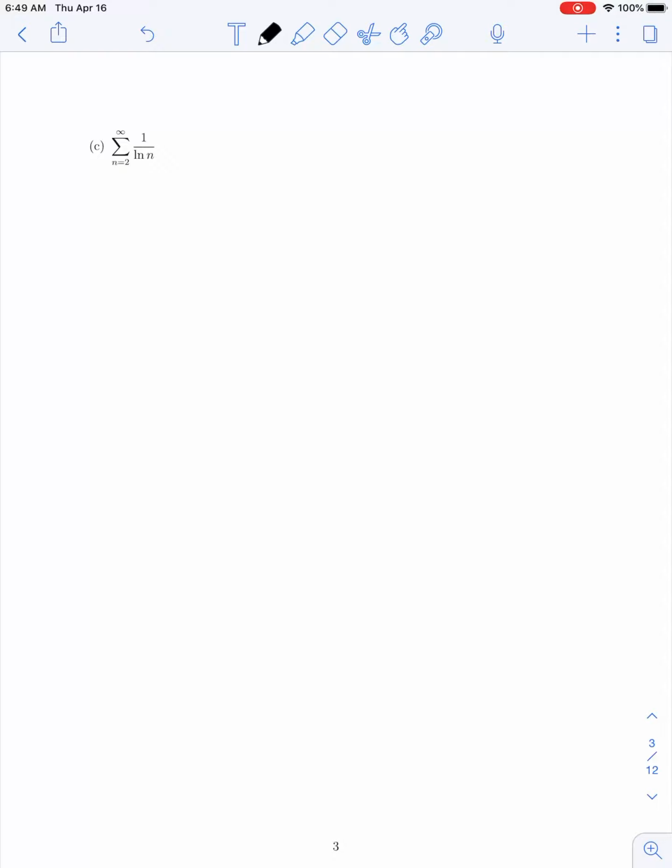Now, the natural log of n can be compared to n directly, and this is the first time we're going to see this comparison for series. So let's see how exactly this works. It's a little bit tricky, but if we think about a geometric argument, we can see how the natural log of n compares to n.